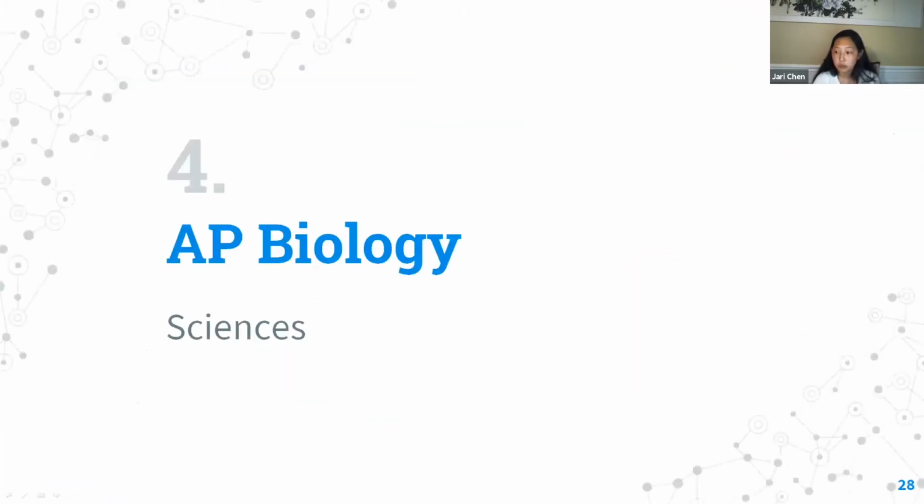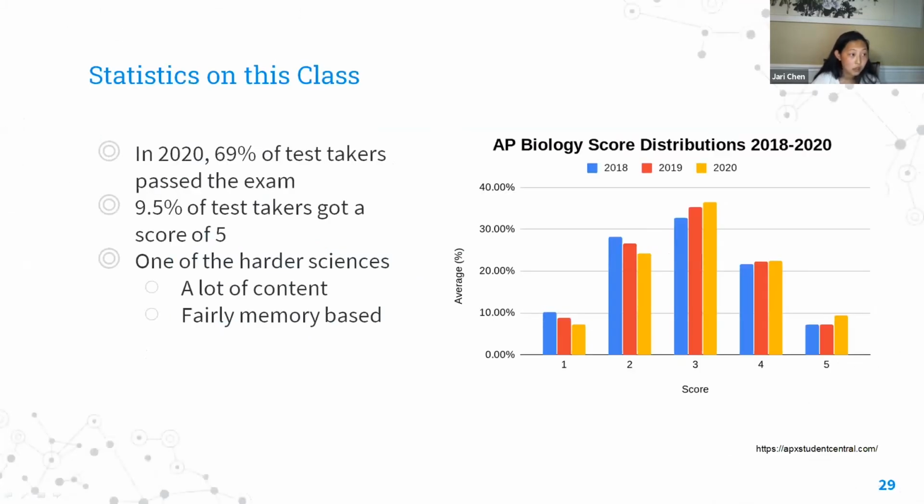So now we'll be moving on to AP Biology. The statistics on this class are that 69% of test takers pass the exam, with 9.5% of test takers getting a score of 5. This is one of the harder sciences because there is a lot of content that is kind of hard to understand, as well as it is a lot memory based.